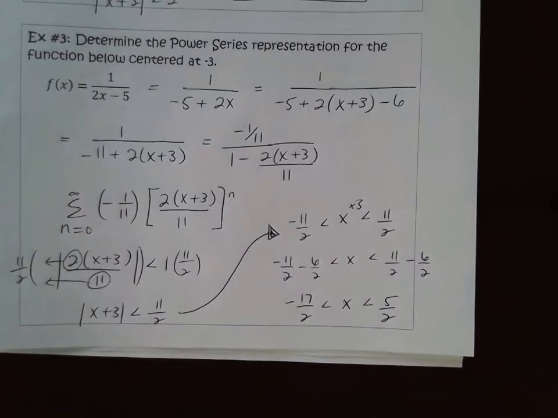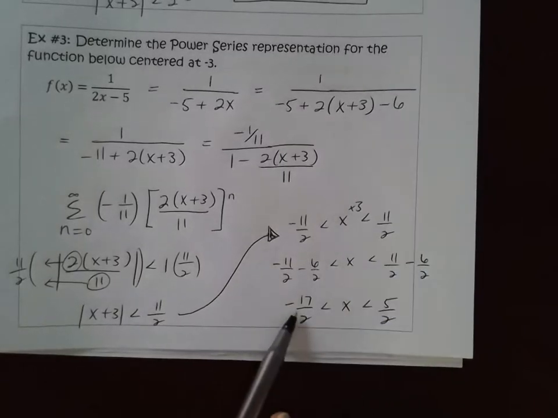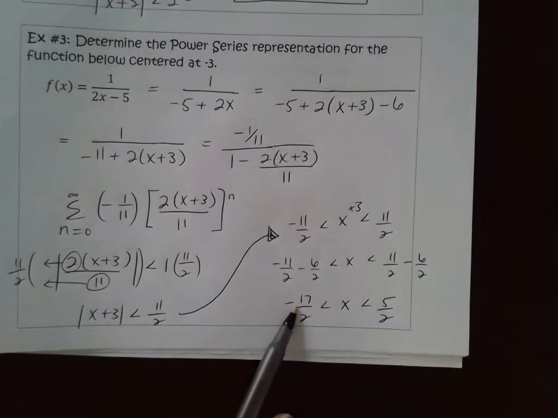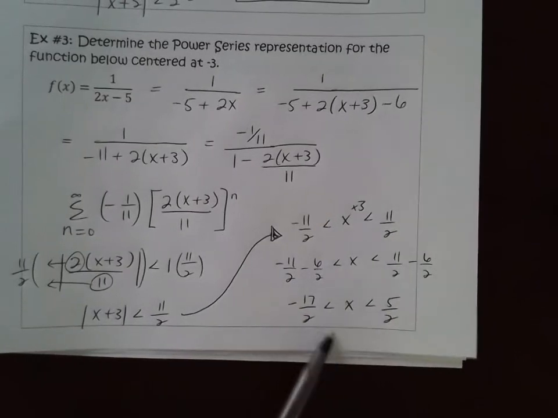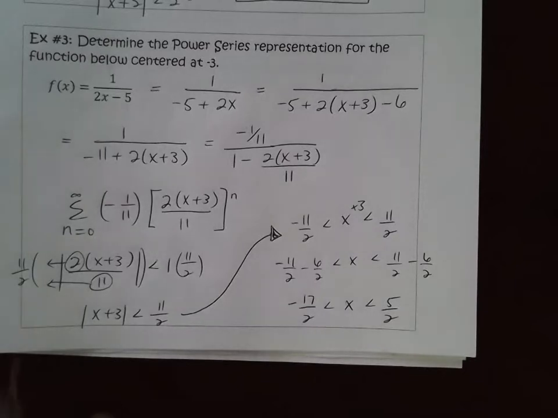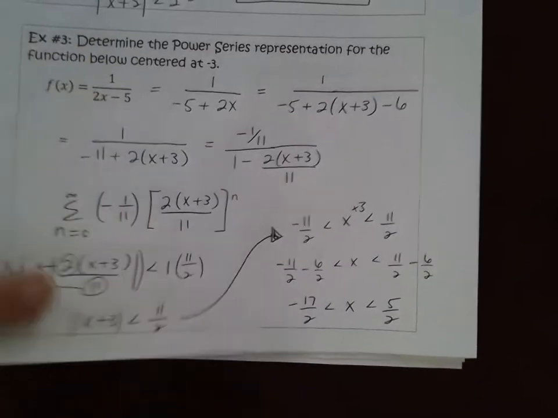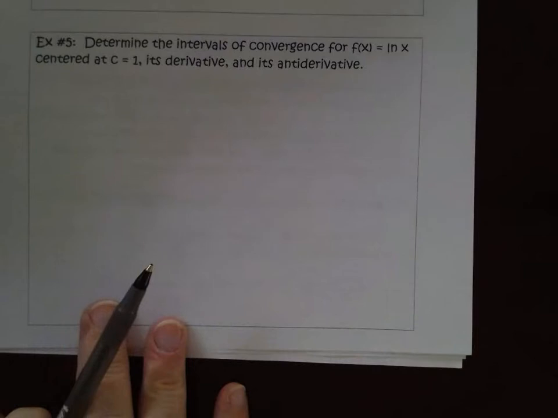And negative 3 should fall exactly between those two numbers. Just to be sure, this is 2.5 and this is negative 8.5. Negative 3 is 5.5 away from both of those. Okay? And that is the end of that portion.